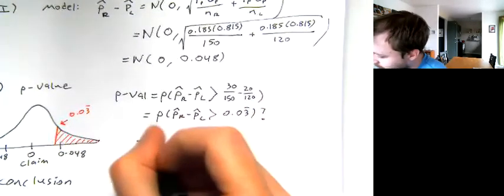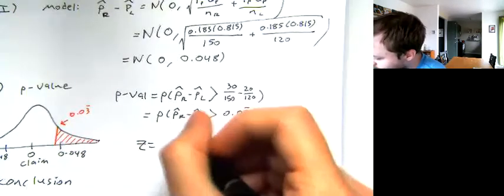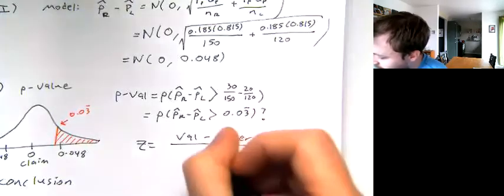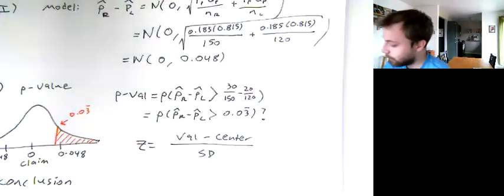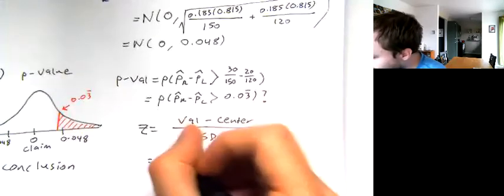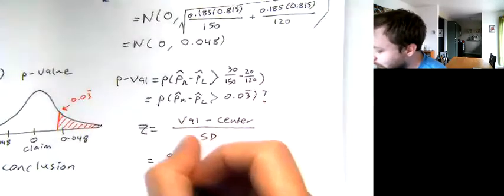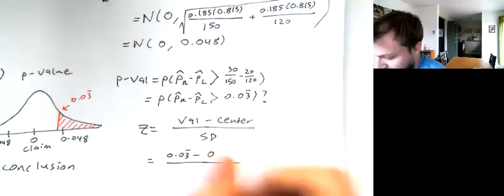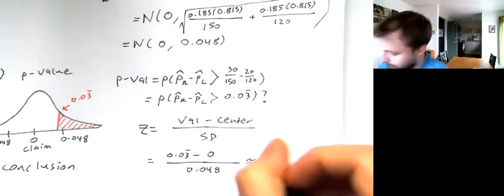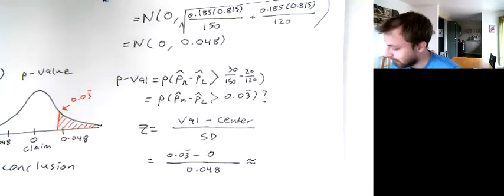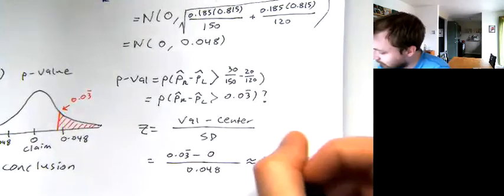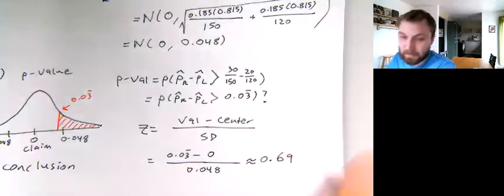So let's find the z-score by taking our value minus the center and dividing this by the standard deviation. This is how I always find my z-score. My sample value is this 0.033 repeating number. The center of my model was 0, and I was counting by a standard deviation of about 0.048 or so. When I type this into my calculator, I get a z-score of about 0.69 or so.